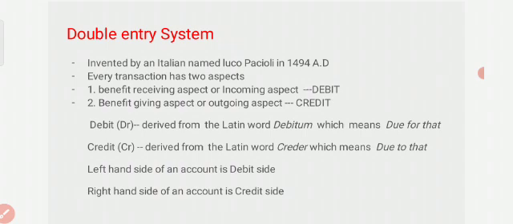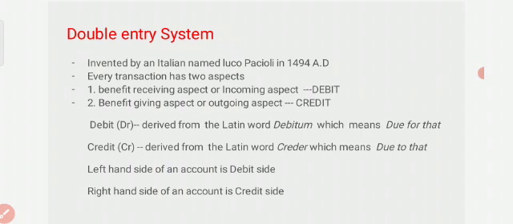Meaning of debit. Debit is derived from the Latin word debitum, which means due from. In short, the benefit receiving aspect of a transaction is known as debit. The word credit is derived from the Latin word creditum, which means due to. The benefit giving aspect of a transaction is known as credit.